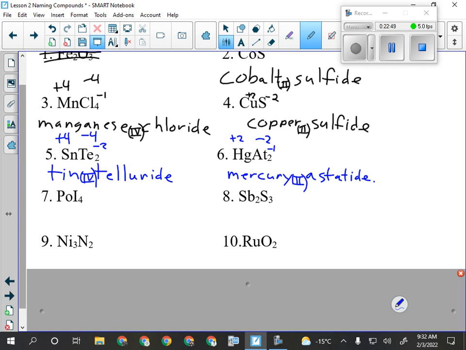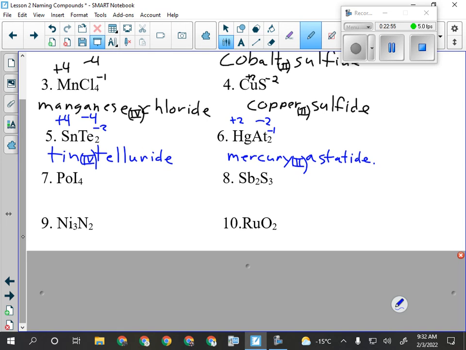How many people have done 7? Okay, let's have a look at 7 then. For number 7, we've got Po, which stands for polonium, and I stands for iodine, so this will be polonium, something, iodide. The charge on iodine is always -1, and there are 4 iodines, giving us 4 negative charges. That means there have to be 4 positive charges from the polonium. There's only one polonium here, so the charge on it must be 4.